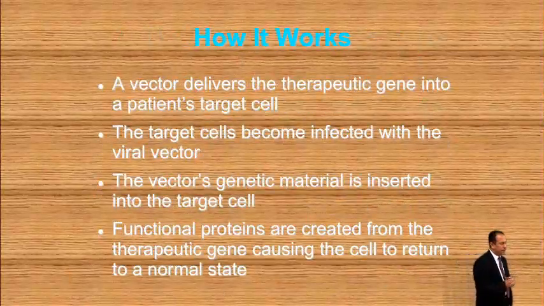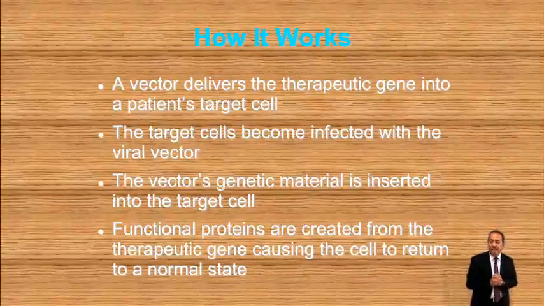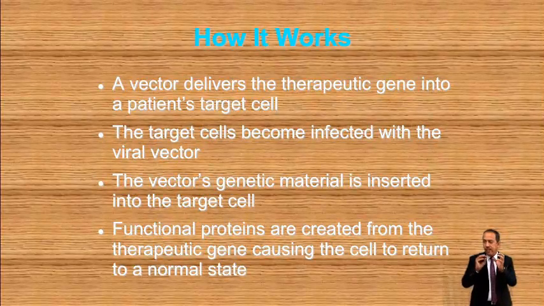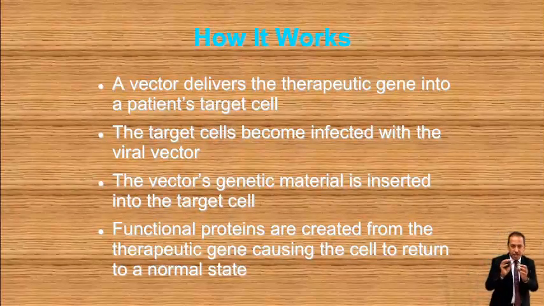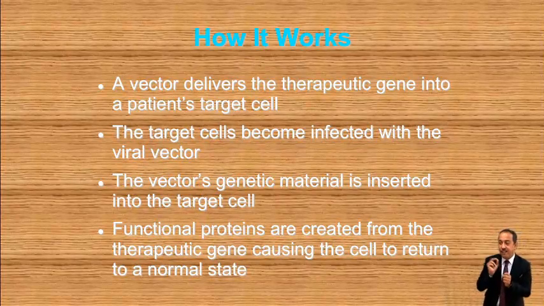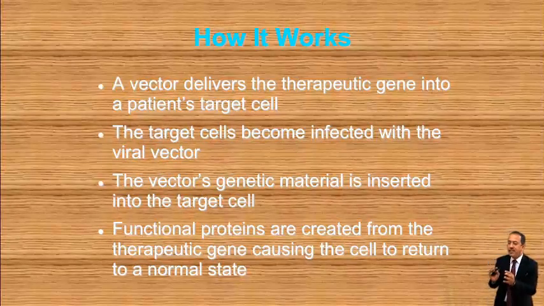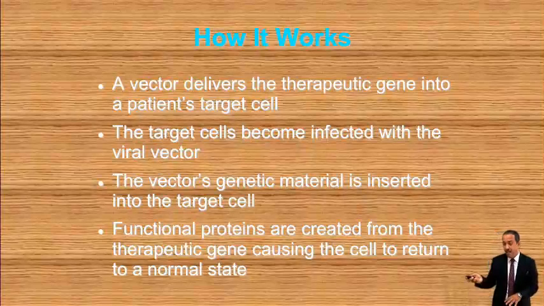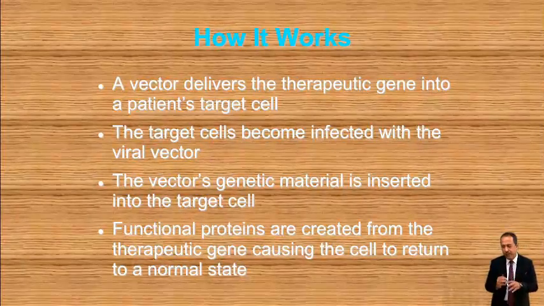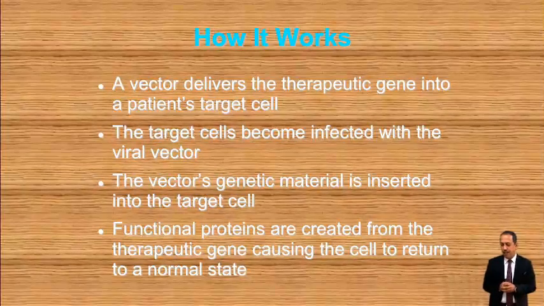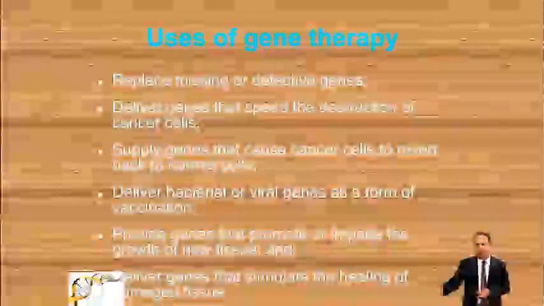How does it work? A vector delivers the therapeutic gene into a patient's target cells, and the target cells become infected with the viral vector. After that, the vector's genetic material is inserted into the target cells, and the functional proteins are created from the therapeutic gene, causing the cell to return to a normal state.